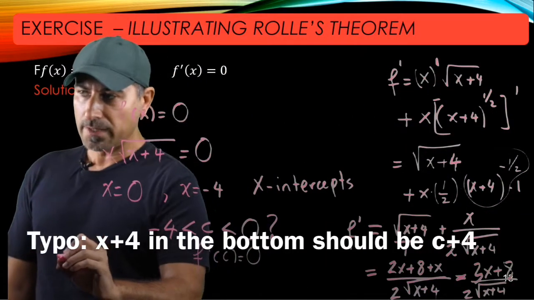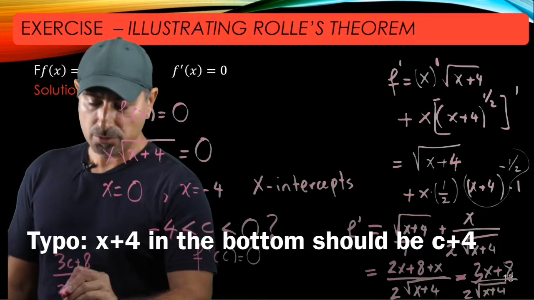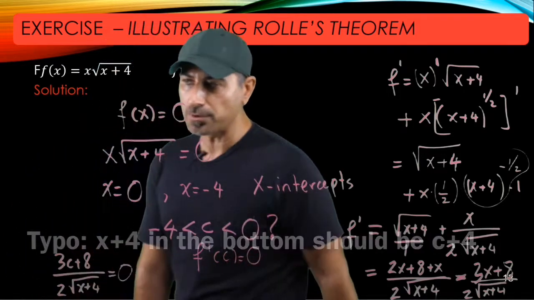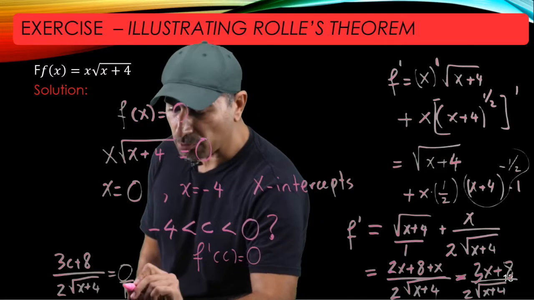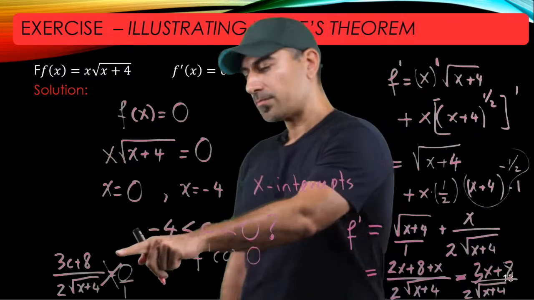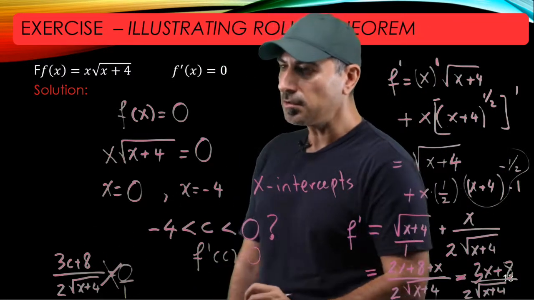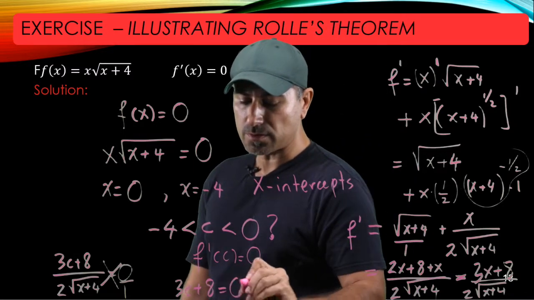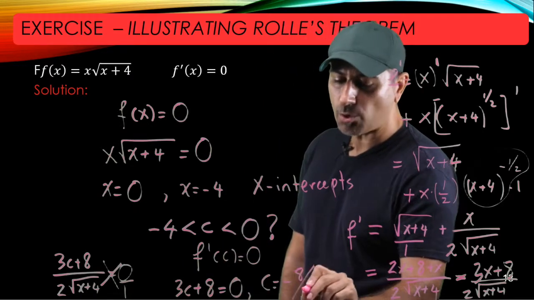So, f prime at c is (3c + 8) divided by 2 radical (x + 4). Let's set this to 0 and solve for c. I can pretend this 0 is 0 over 1 so that I can cross multiply. One cross product gives you 3c + 8, the other gives you 0. So 3c + 8 = 0, implying that c = -8/3.